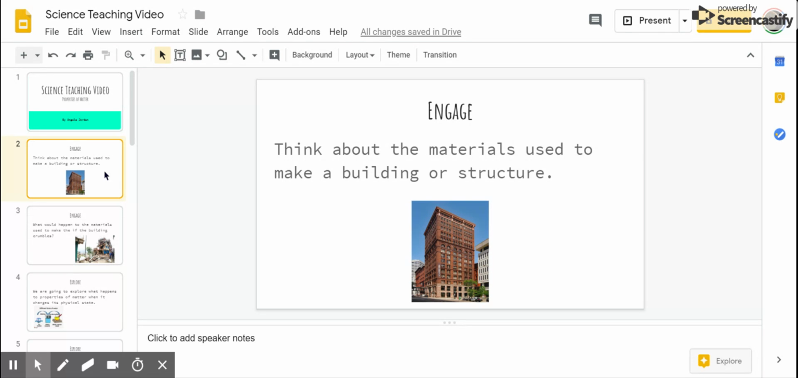To begin with, I will ask the students to think about materials used to make a building or structure. Some buildings are made out of cement, some buildings are made out of bricks, some buildings are made out of stucco or wood, some buildings are made out of multiple different types of materials.